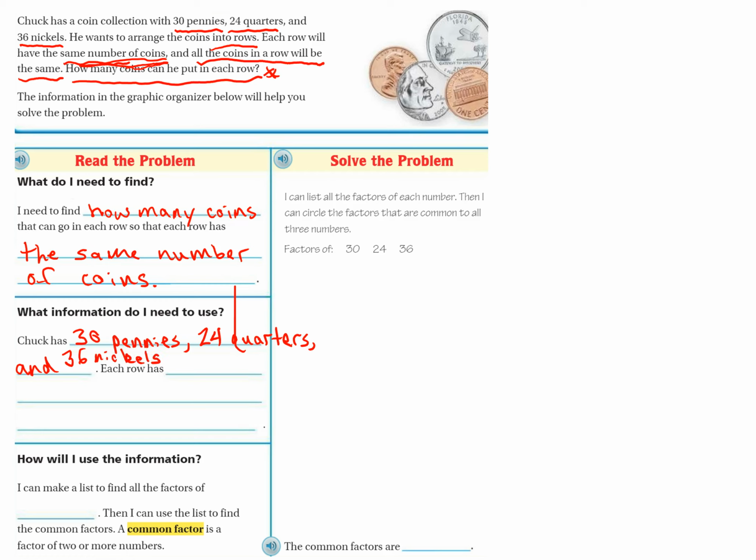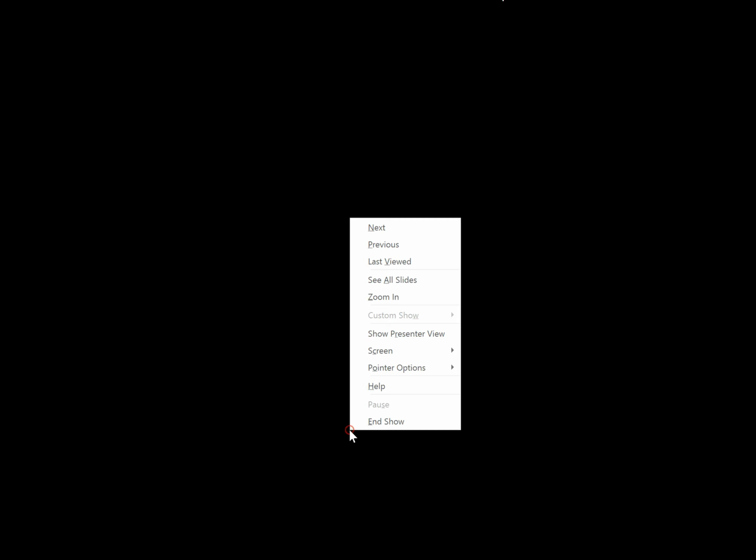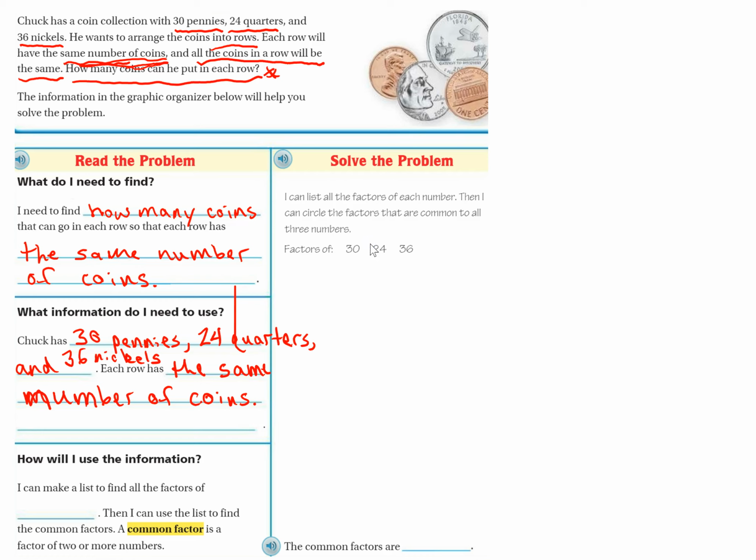Okay, each row has the same number, should be an N, number of coins. Okay, how will I use this information? I can make a list to find all the factors of those 3 numbers, 30, 24, and 36. Then I can use the list to find the common factors.